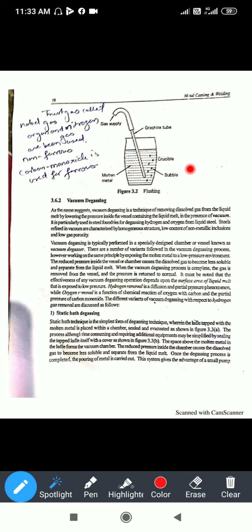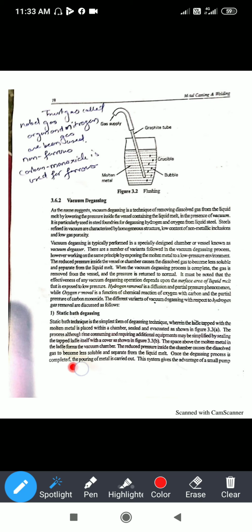As the crucible cup is non-vacuum, it is open to the atmosphere. So whatever gases are coming from this liquid or molten metal are released at the upper side. This is how the degasification is done by flushing.